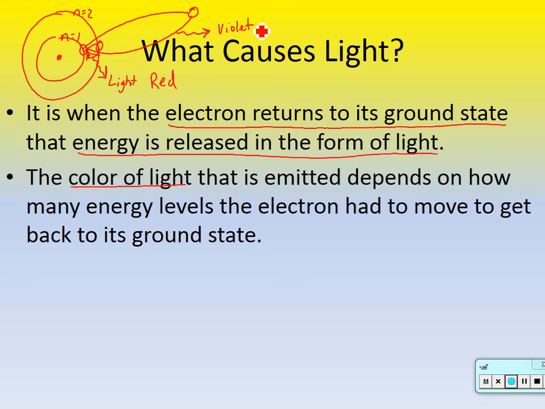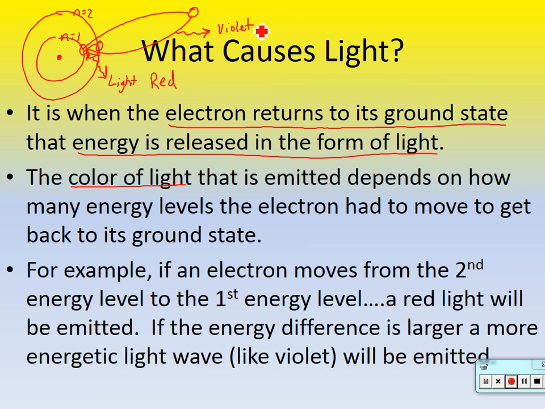Yeah, this is happening all simultaneously. So all the lights, all of ROYGBIV, happening at the same time gives off white light. So, for example, if an electron moves from the second energy level to the first, which we just showed there, a red light will be emitted. If the energy difference is larger, a more energetic light wave like violet will be emitted. Okay, so that's where the colors come from that we can see.